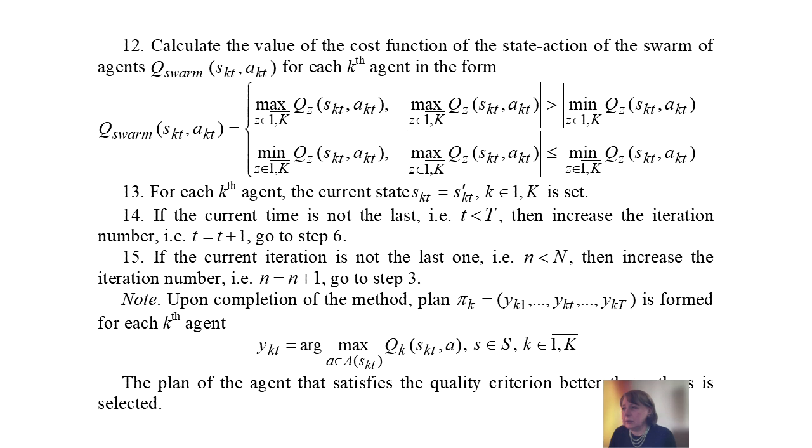Twelfth step, calculate the value of the state-action cost function of the swarm of agents for each agent in the form. Thirteenth, for each agent the current state is set. Fourteenth, if the current time is not the last, then increase the time step and go to step 6. Fifteenth, if the current iteration is not the last one, then increase the iteration number and go to step 3.